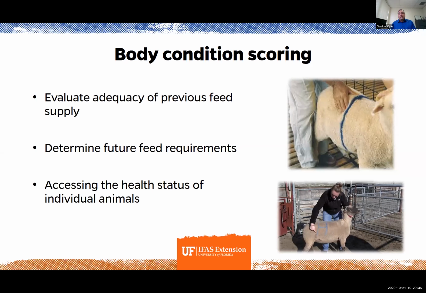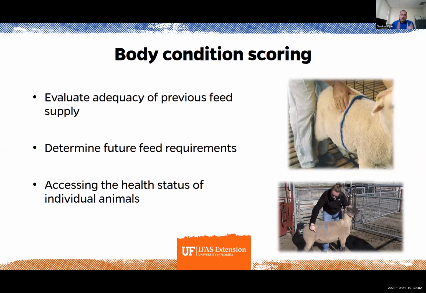What does this do? It evaluates the adequacy of the feed that you were providing earlier. Because the body condition score you are seeing right now is based on the feed that you have been providing several weeks before that. So it provides a very indirect assessment of the quality of the feed. It also helps in determining the future feed requirements.